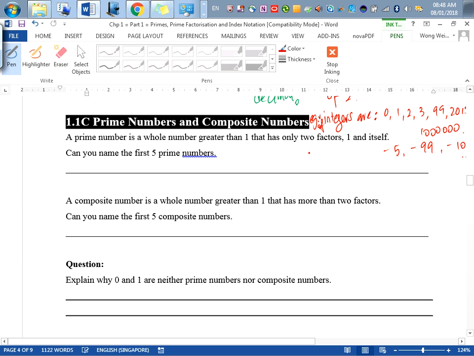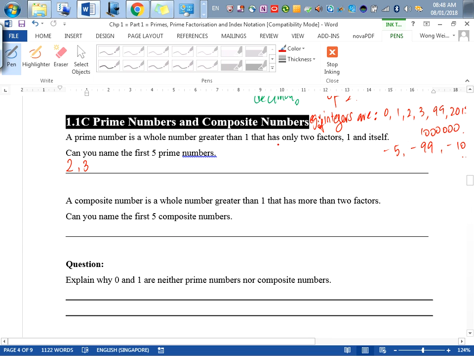What about 2? 2 equals 1 times 2. That's all right. So 2 is a prime number. Okay, that is the first one. Nothing else. What about 3? 1 times 3. Any more? Don't have, right? So it's just 1 and 3. What is the next prime number you can think of?